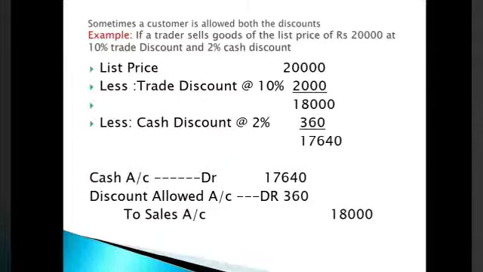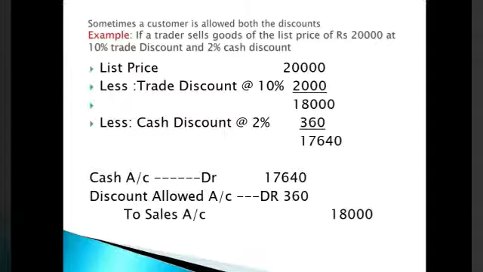Sometimes a customer is allowed both the discounts. Now if you see this example, a trader sells goods of the list price of rupees 20,000 at 10% trade discount and 2% cash discount, so I have shown you the working note over here. The price of the goods is 20,000. First you have to provide the trade discount, and the trade discount is 2,000, that is 10% of 20,000. And then you have to provide cash discount on the net amount, that is on 18,000, that gives you 360. The total amount payable by the person would be 17,640.